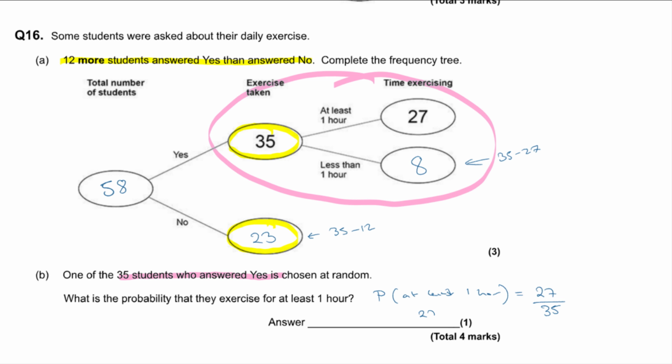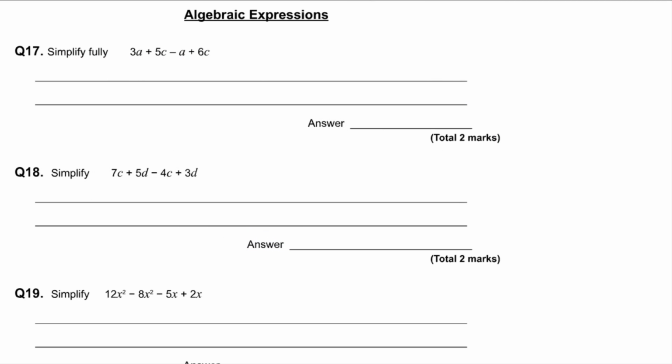Okay, so that's my answer. It's going to be 27 out of 35. Next up, we've got algebraic expressions, and question 17 says simplify fully 3a plus 5c minus a plus 6c.